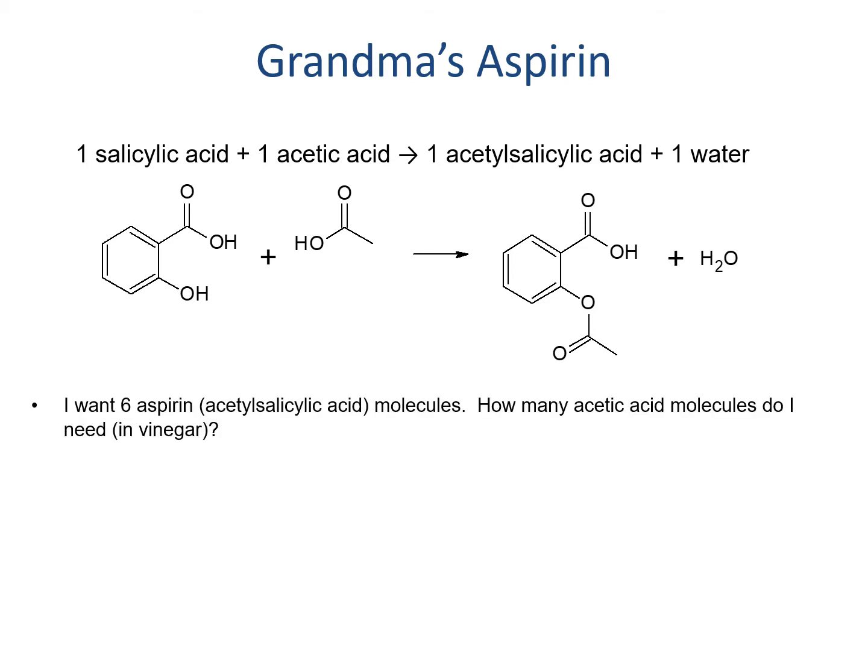If I want 6 aspirin molecules, or acetylsalicylic acid, and the recipe says I only get 1 aspirin per recipe, I know, for example, that I need to do the recipe 6 times, and that each time I will use a vinegar molecule for a total of 6 vinegar molecules. And that ratio works in moles too. If I have a mole of salicylic acid and plenty of vinegar, I can make a mole of aspirin.